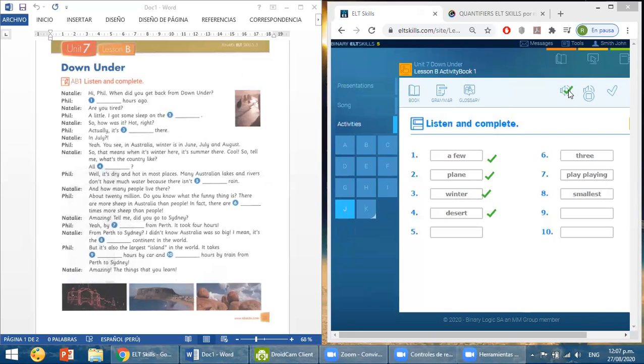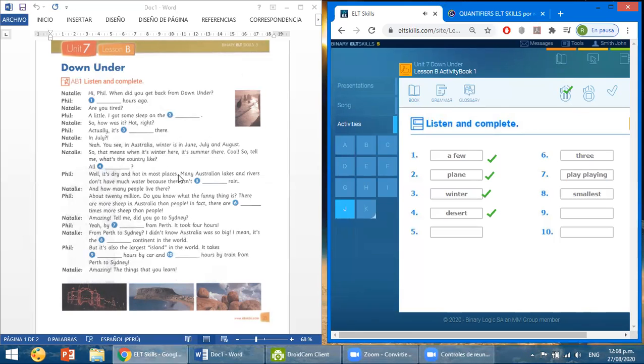Listen. Well, it's dry and hot in most places. Many Australian lakes and rivers don't have much water because there isn't much rain. Tell me, what word is it?